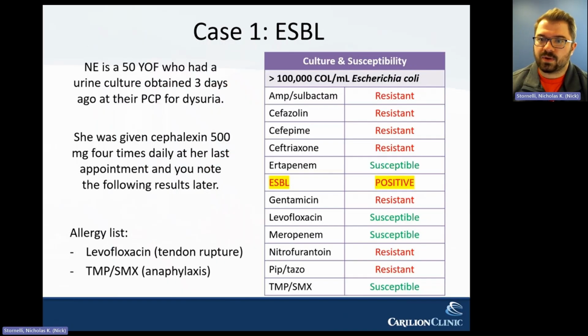I want to start out with a case, talking about extended-spectrum beta-lactamase. What does this look like in clinical practice?